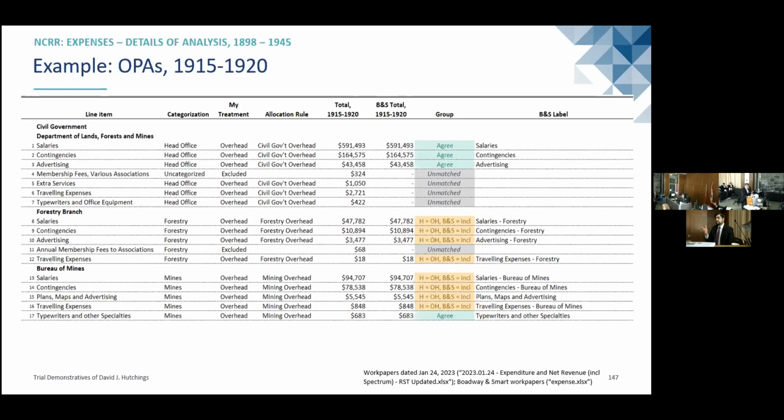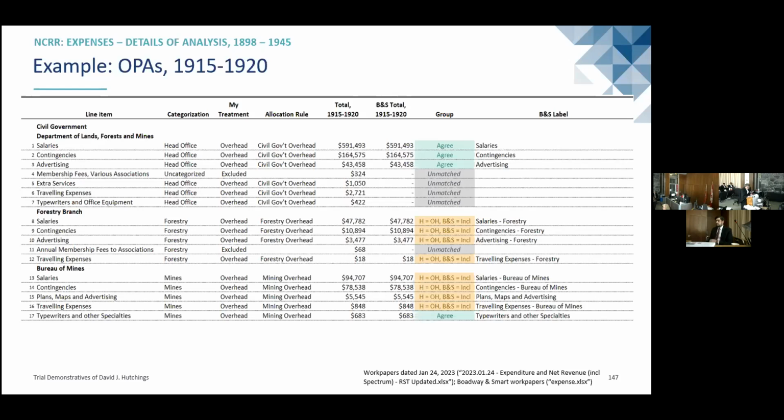So what does this mean? So let's take the first one as an example. Civil government overhead means that it will be allocated based on the relevant and the total expenses of everything in the whole department. So I can't attribute it. If we contrast that with, say, lines 8, 9, and 10, I call that forestry overhead, which means I'm going to allocate.